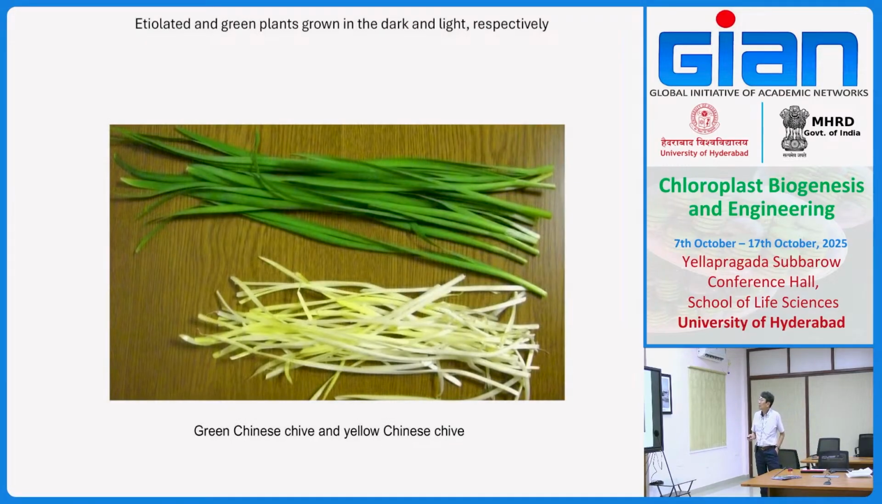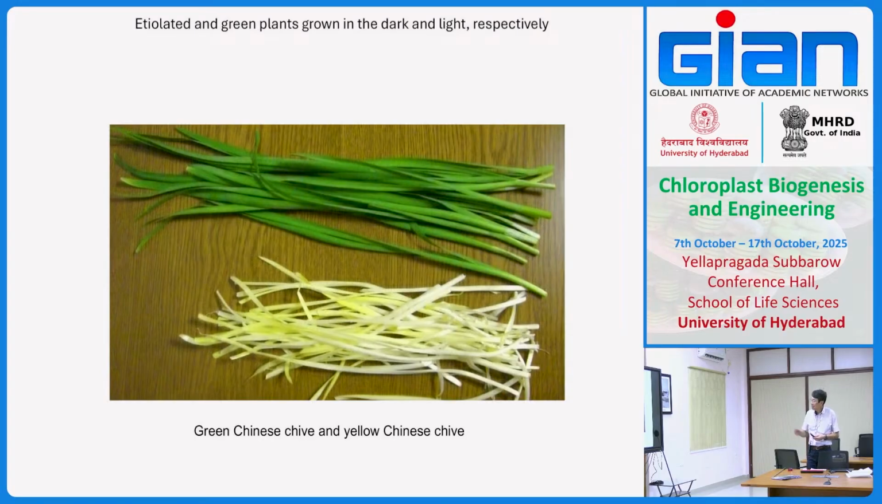This is just an example. I told you yesterday that some plants grown in the dark become etiolated. This is the example of Chinese chive, a popular vegetable in our country. The green one is cheaper and more nutritious, good for young people, right? And if you grow this Chinese chive covered from the sunlight, it becomes yellow chive.